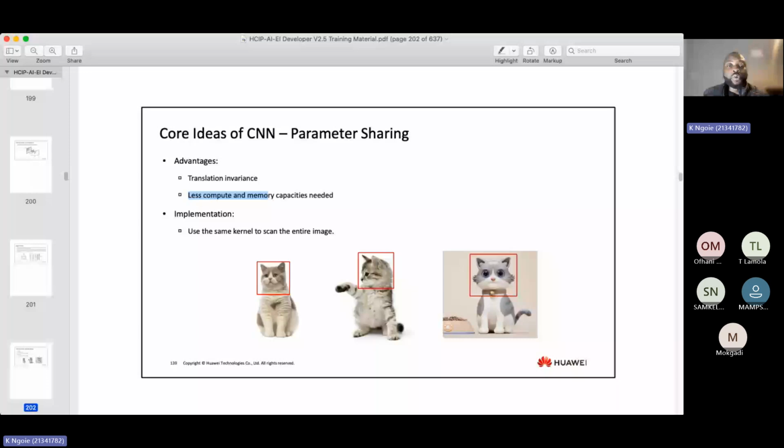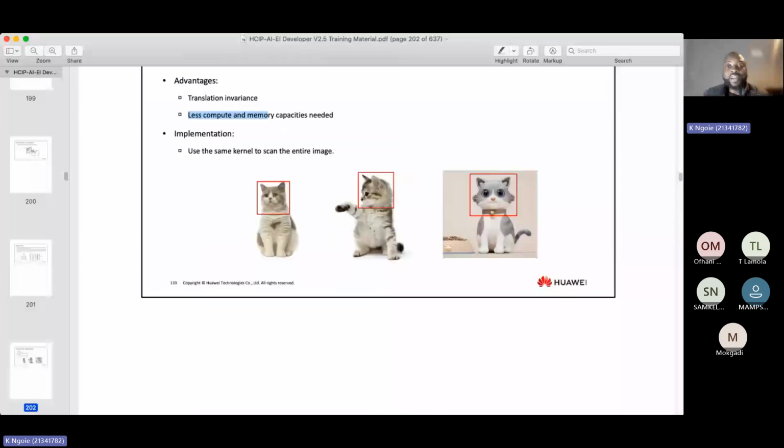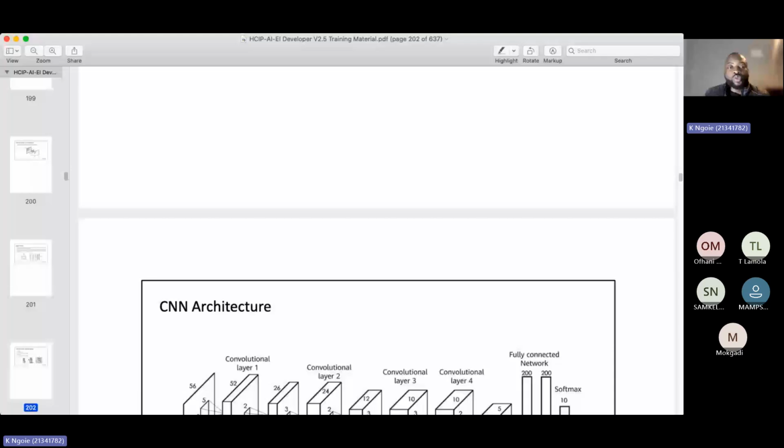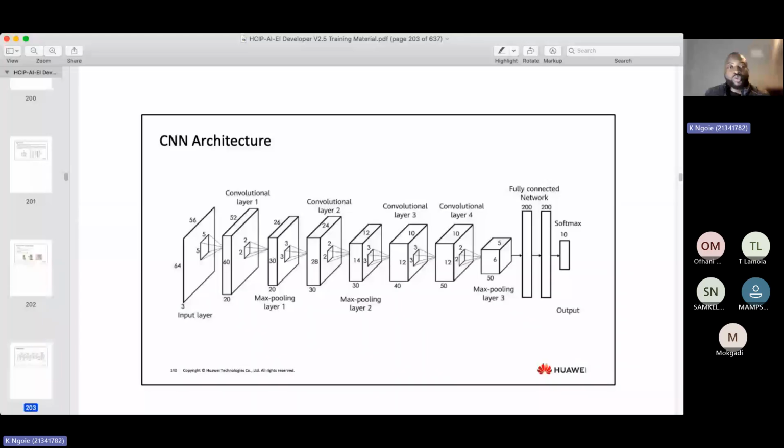So this is how the machine can learn from images that look like this and look like this, and still create an identity of a cat and be able to identify a cat, even if in the picture that you provide, the cat is looking on a different side. Okay, so it can still be able to identify them.